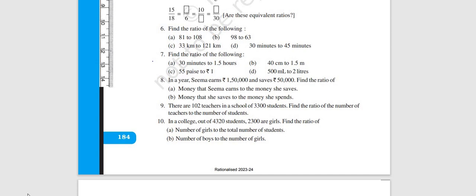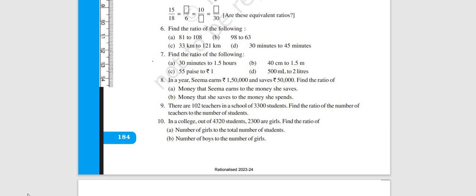Now we are going to discuss the 7th question. Find the ratio of the following: 30 minutes to 1.5 hours. Second question, 40 centimeters to 1.5 meters, 55 paise to 1 rupee, 500 ml to 2 liters.